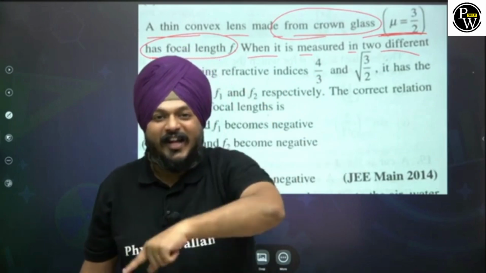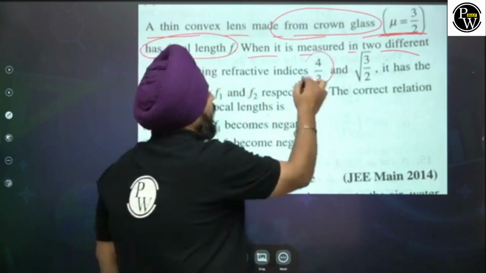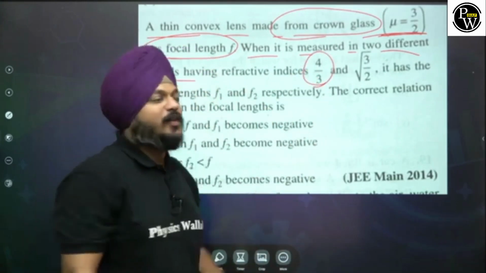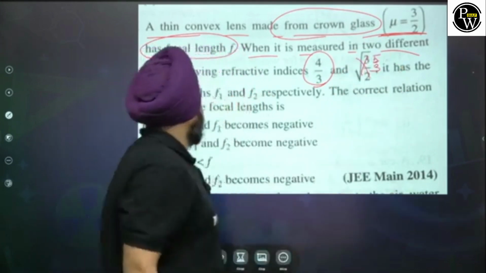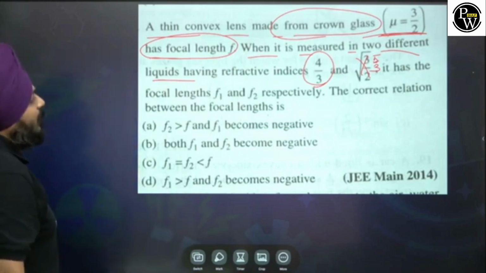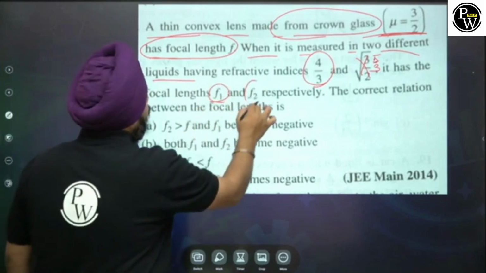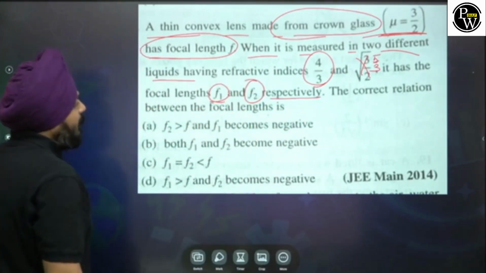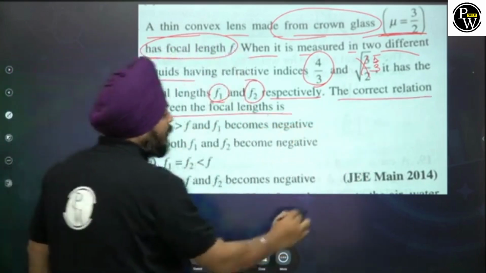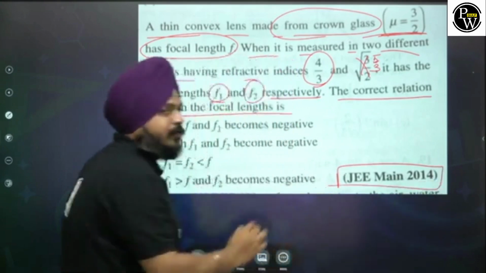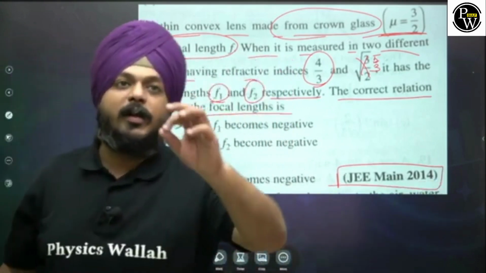The refractive index of the first liquid is 4/3. The refractive index of the second liquid is, there is a data error, it's 5/3. The focal lengths are f1 and f2 respectively. Then the correct relation between the focal lengths will be what? This question was asked in JEE Main 2014.